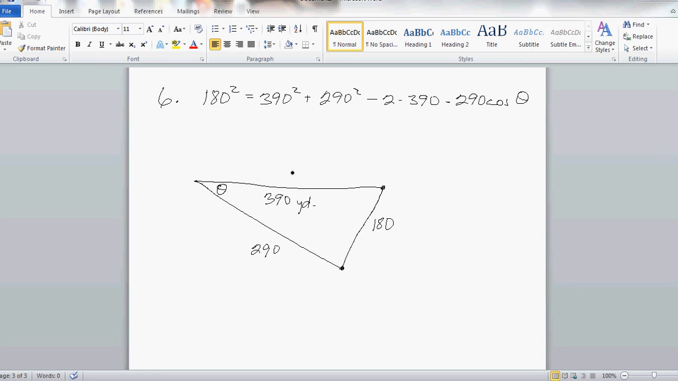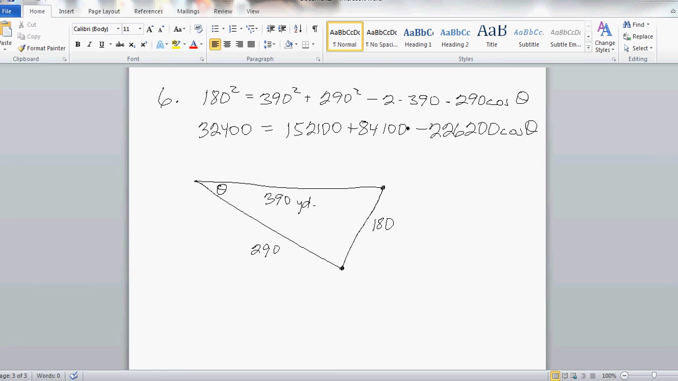180 squared is 32,400. 390 squared is 152,100. 290 squared is 84,100. 2 times 390 times 290 is 226,200 cosine of theta.